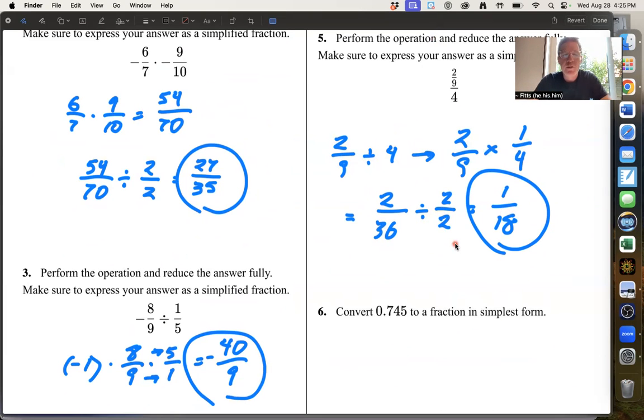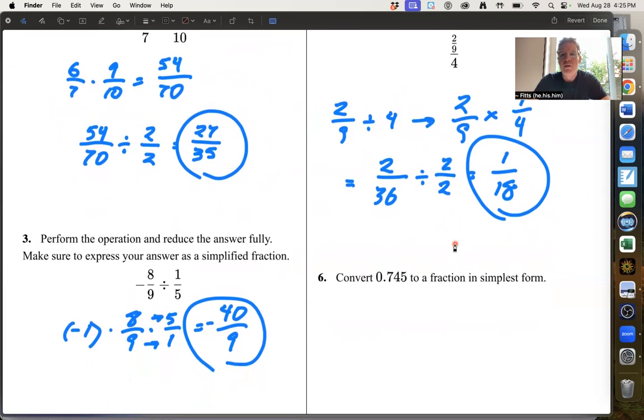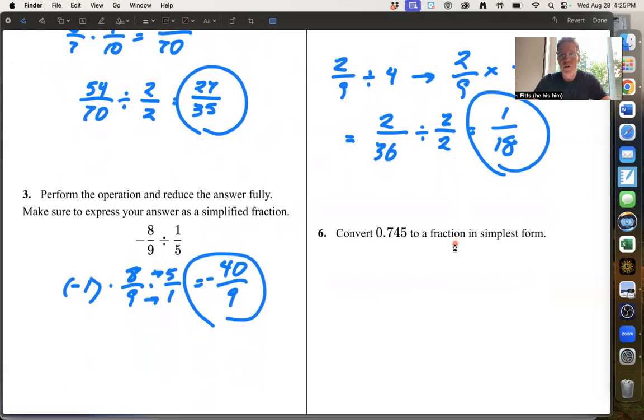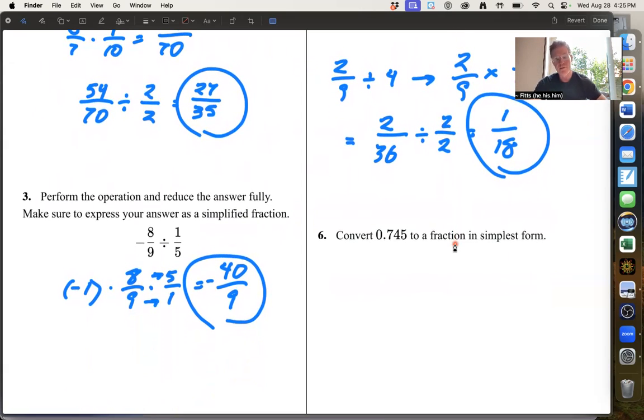There you go. So last thing, convert 0.745 to a fraction in simplest form. Well, we can write 0.745 as a fraction. It's a decimal. So this is going to be our tens place. That's our hundreds place. That's our thousands, right? Think about 10 has 1 zero. Hundreds has 2 zeros. Thousands has 3 zeros. So we could rewrite this as 745 divided by 1,000. And then you could simplify it there.